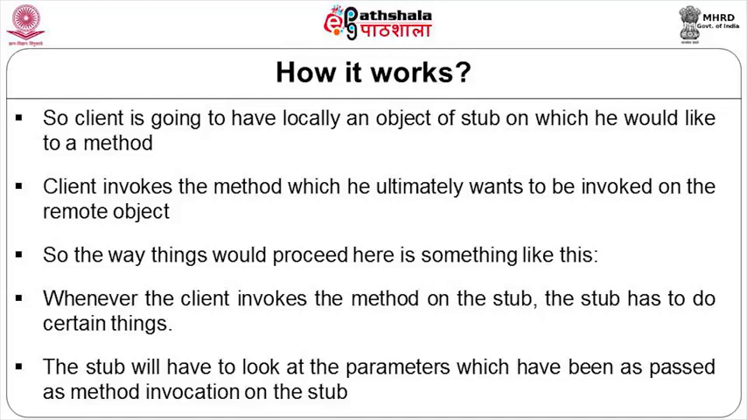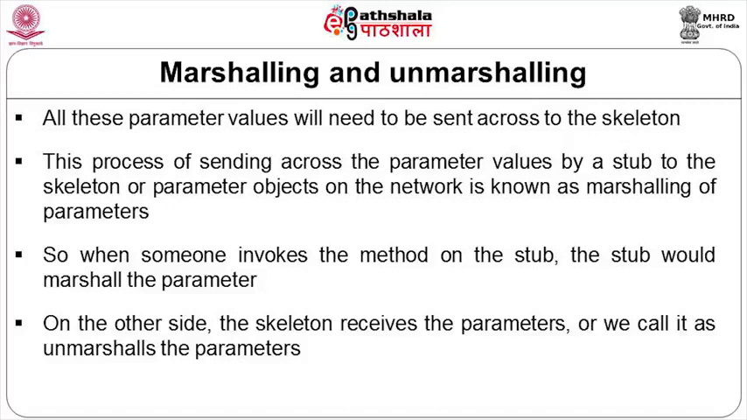So the way things would proceed here is something like this. Whenever the invoker, the client, invokes a method on the stub, the stub has to do certain things. The stub will have to look at the parameters which have been passed as part of the method invocation on the stub. All these parameter values will need to be sent across to the skeleton.